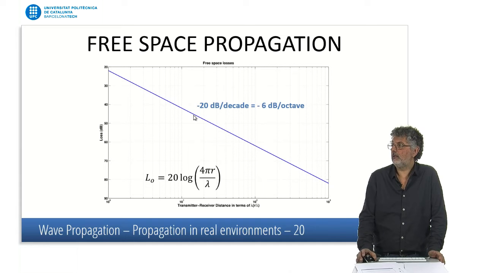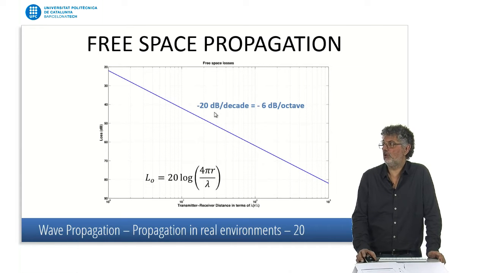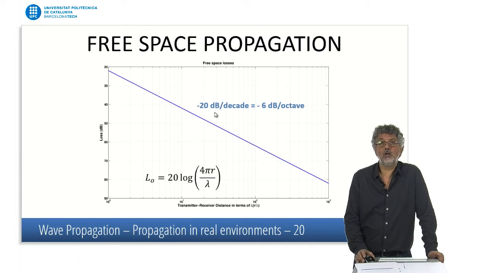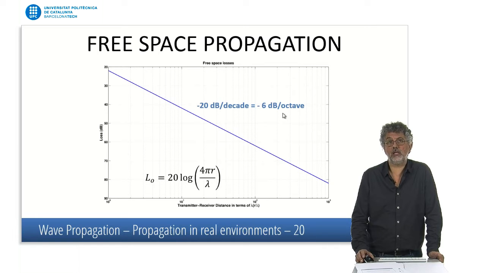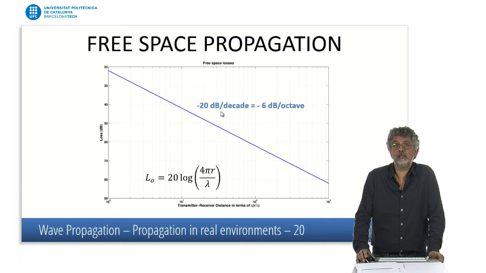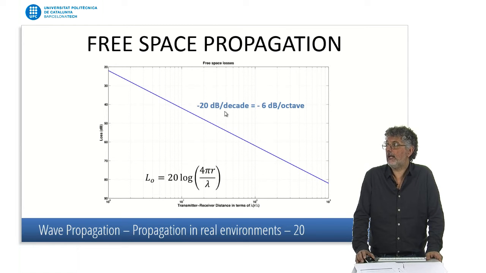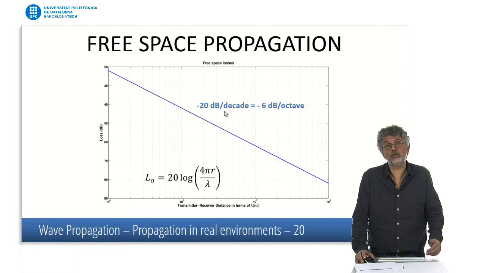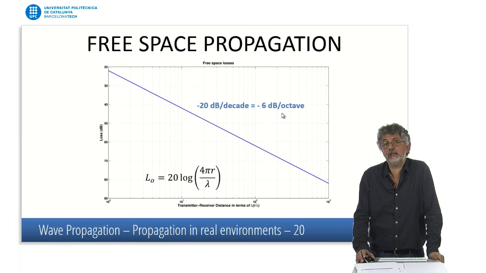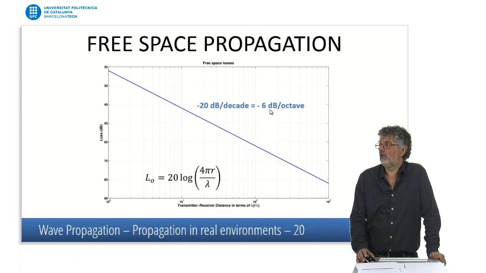On the other hand, that curve has a slope of what we call 20 dBs per decade, or 6 dBs per octave. Now, 20 dBs per decade means that every time we multiply the distance by 10, our attenuation, or our losses, increases by 20 dBs. Or that 6 dBs per octave, what it means is that every time we double the distance, we have an additional 6 dB losses.